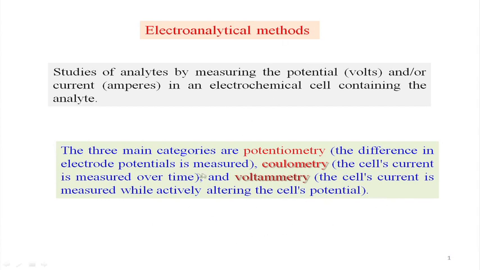And the third category is voltammetry. It is a different type of technique, where the cell's current is measured while actively altering the cell's potential.